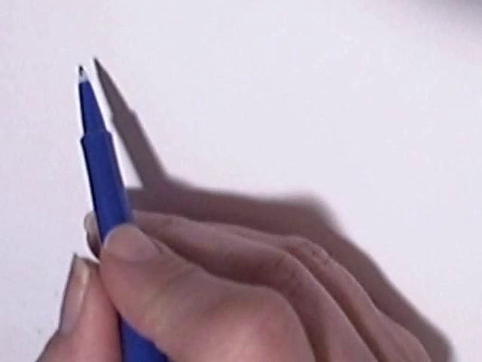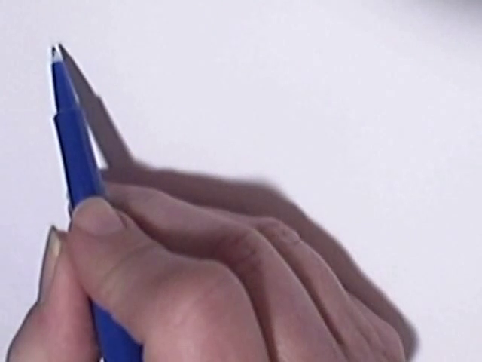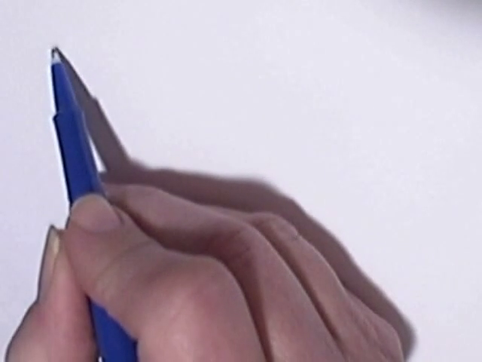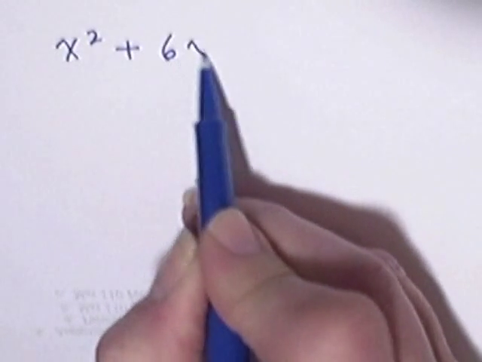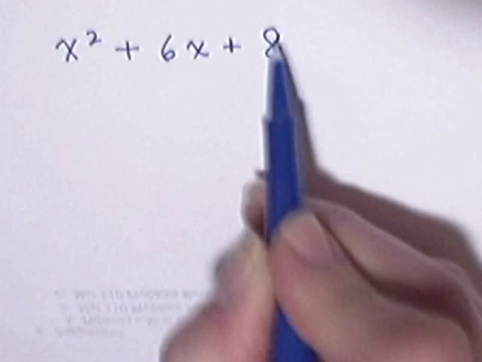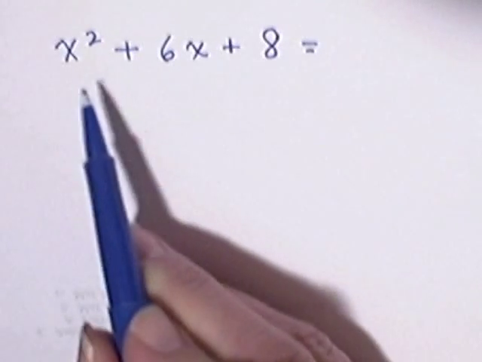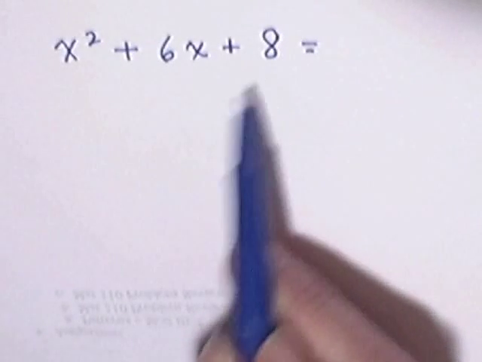Okay, this video is to help students who are trying to remember how to factor a trinomial. And the first trinomial I'm going to use as a sample is the trinomial x squared plus 6x plus 8. This is a trinomial. Remember, trinomial means that it has three terms. That's where the tri comes from.